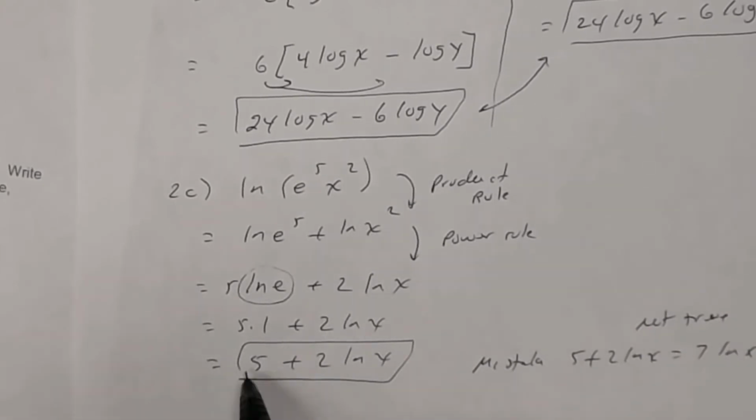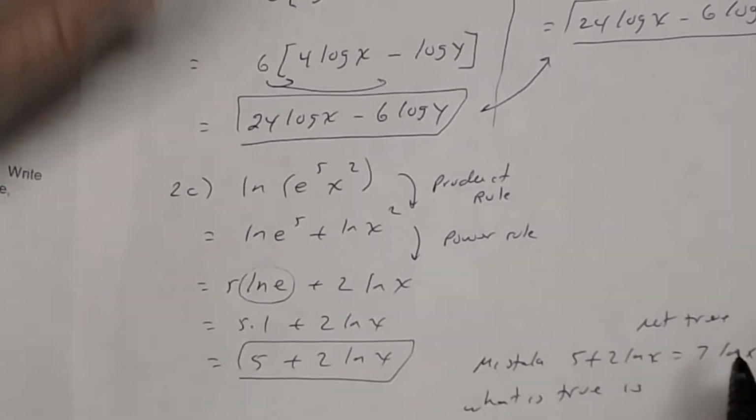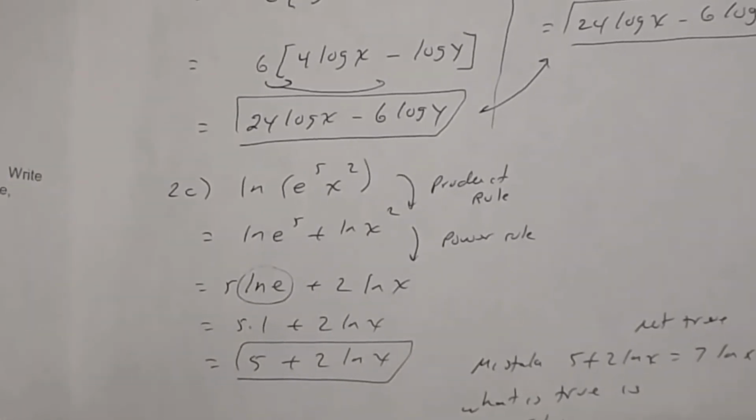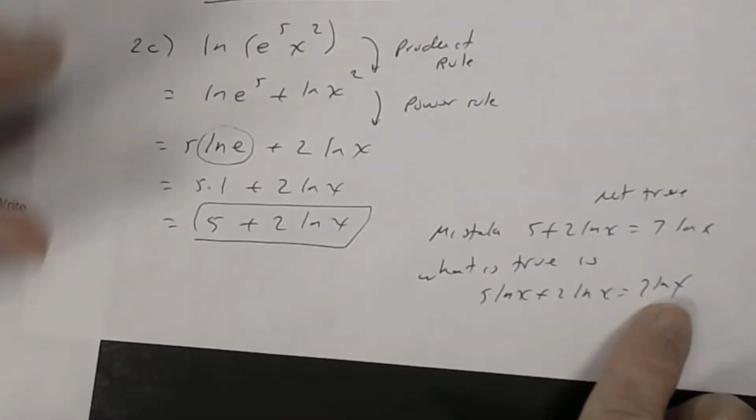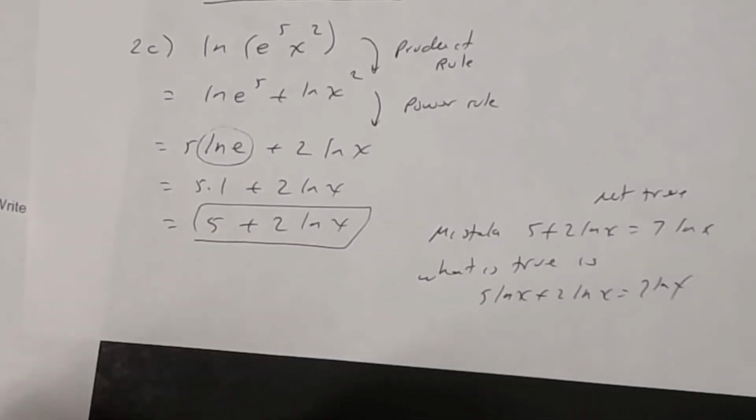Notice that if this was going to equal 7 natural log of x, then you better have 5 natural log of x. What is true is this: 5 natural log of x plus 2 natural log of x equals 7 natural log of x. So if you're going to get 7 natural log of x, then you better have a natural log of x in both terms.